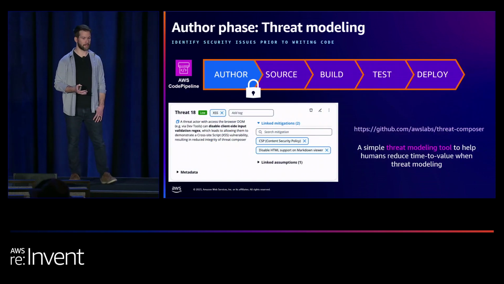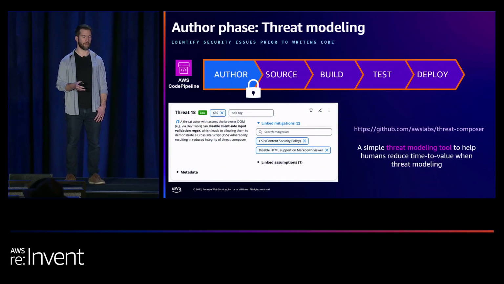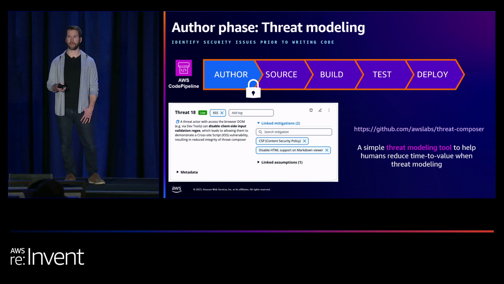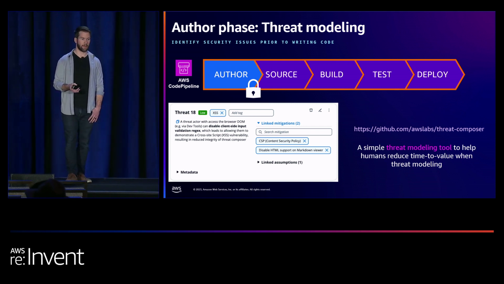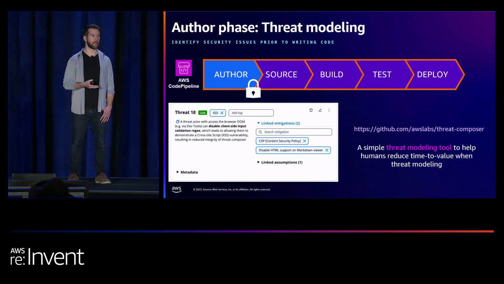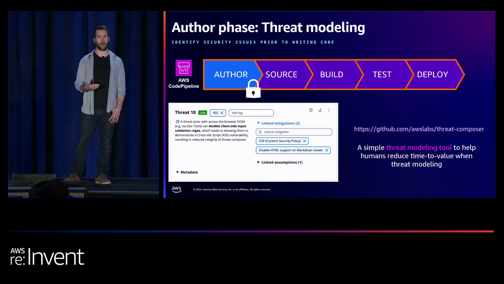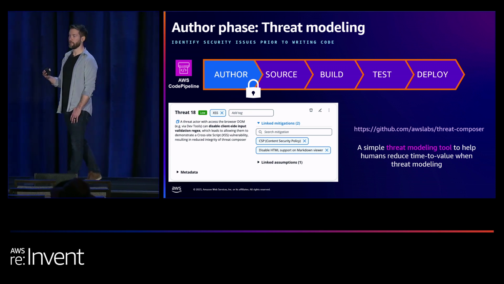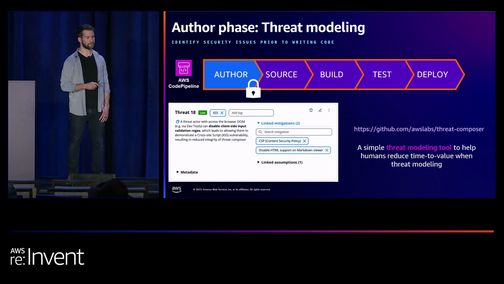Now, in that author phase, before even writing code, we can use threat modeling to identify risk and security issues. So threat modeling, if you're not familiar, helps you answer the question of what can go wrong. And that starts when you're defining what it is that you're building. When you get the requirements and begin designing the feature, you can then consider what can go wrong and design an appropriate solution to mitigate risk.